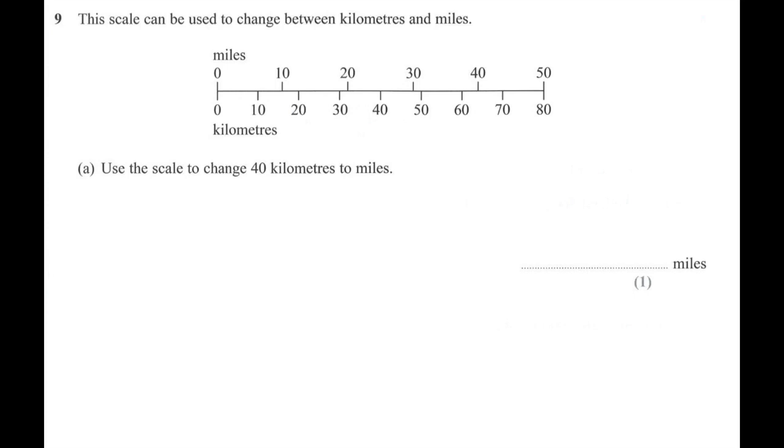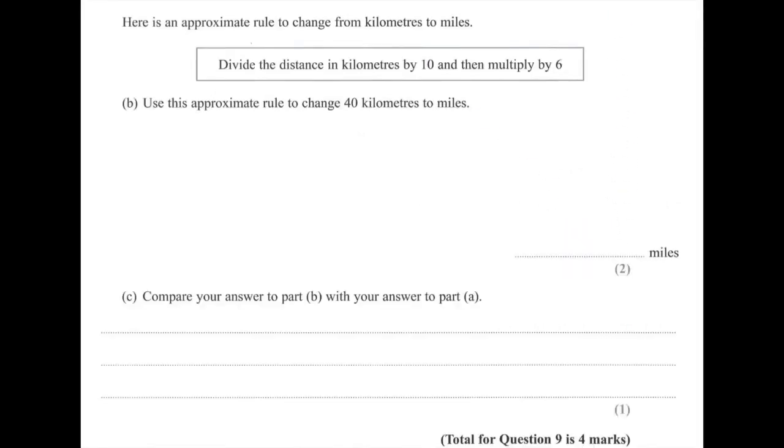A. Use the scale to change 40 kilometers to miles. So we need to change 40 kilometers to miles. Here is 40 kilometers on the scale. It is exactly between 20 and 30, so it's 25 miles. Here is an approximate rule to change from kilometers to miles. Divide the distance in kilometers by 10 and then multiply by 6. B.